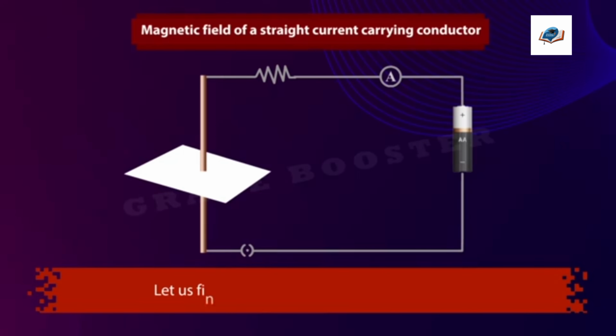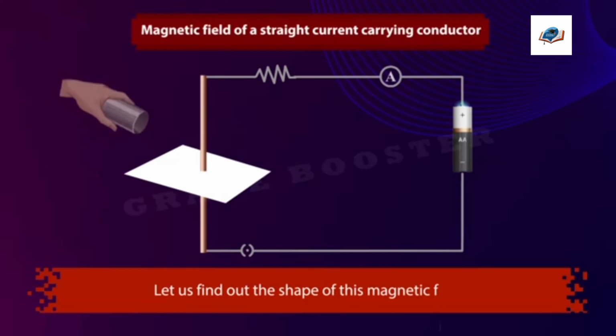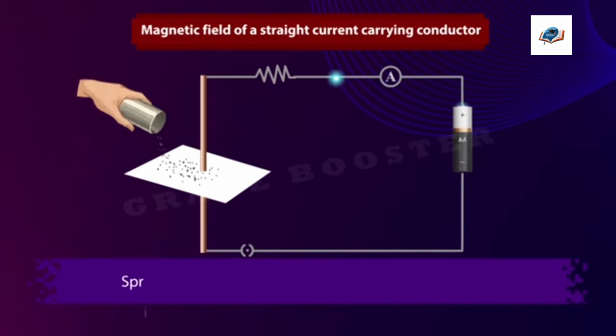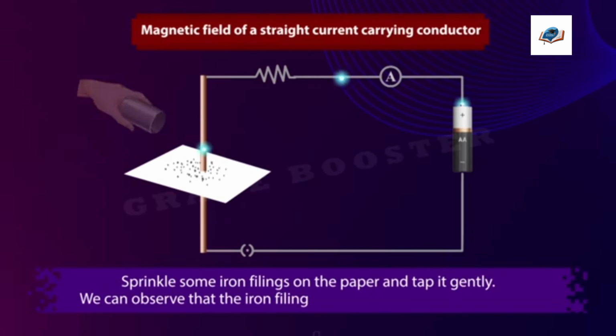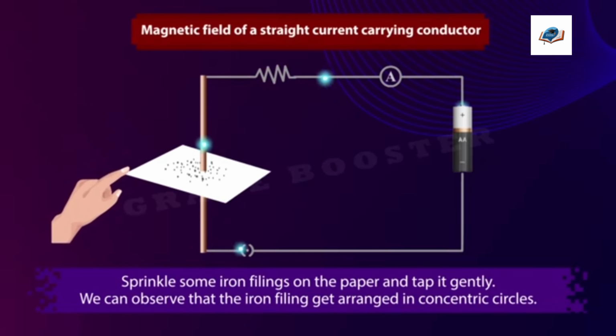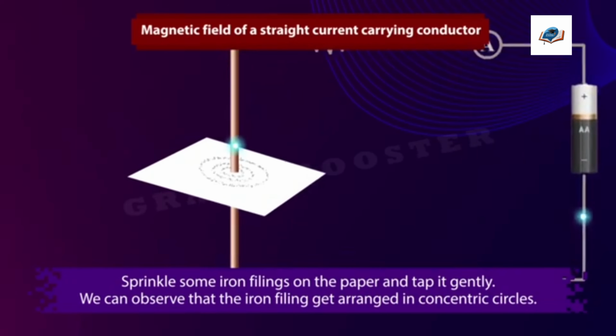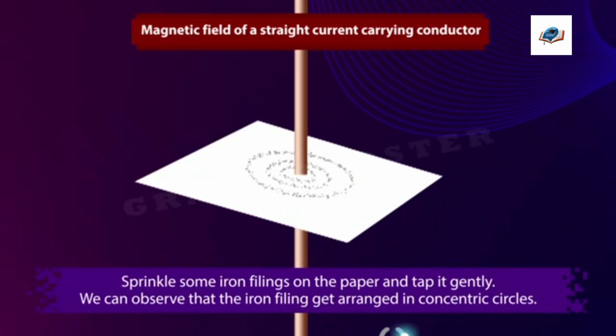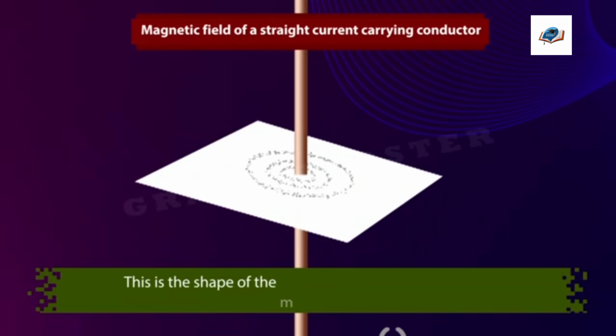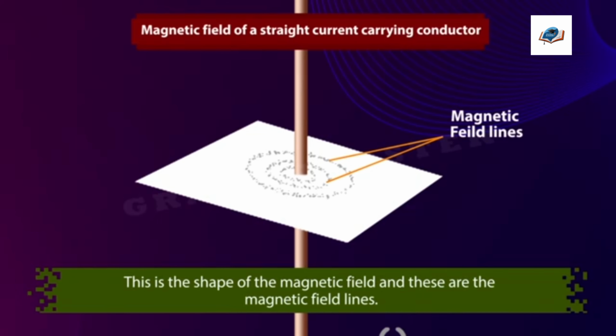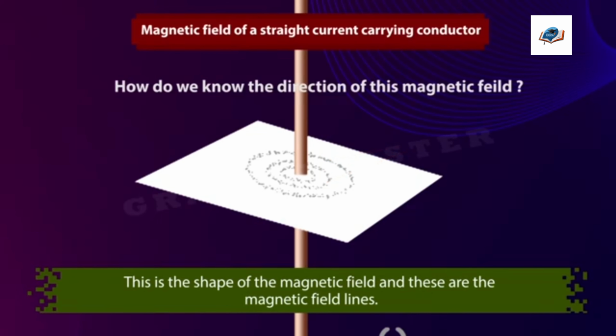Let us find out the shape of this magnetic field. Sprinkle some iron filings on the paper and tap it gently. We can observe that the iron filings get arranged in concentric circles. This is the shape of the magnetic field, and these are the magnetic field lines. But how do we know the direction of this magnetic field?